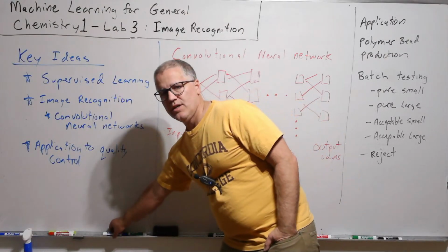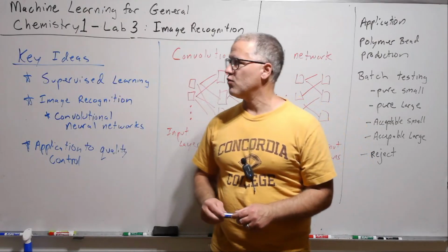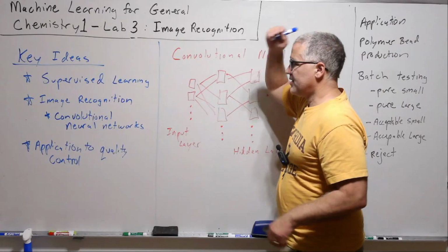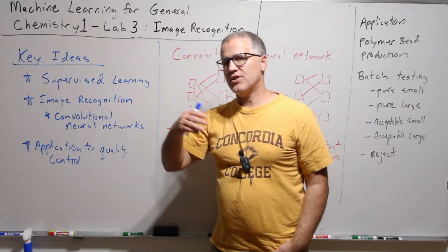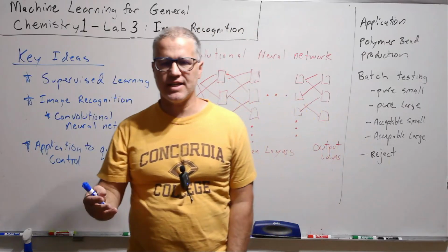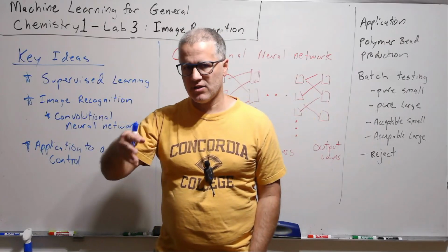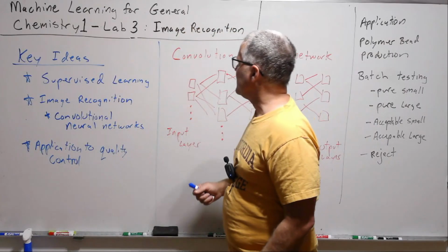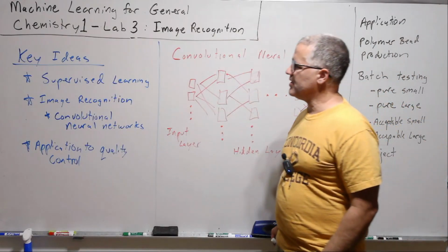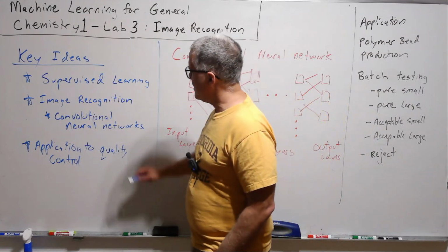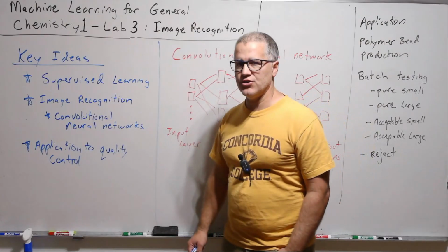Welcome to the third of our 4-lab sequence in Machine Learning for General Chemistry, Part 1. This lab and the next lab will use image recognition techniques. In the last lab we talked about regression techniques that look to identify functional, mathematical relationships between properties. Here we're going to be looking at images, in a quality control setting. This is still in the branch of machine learning called supervised learning.